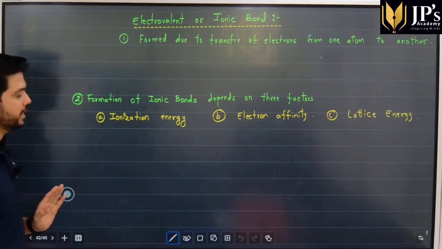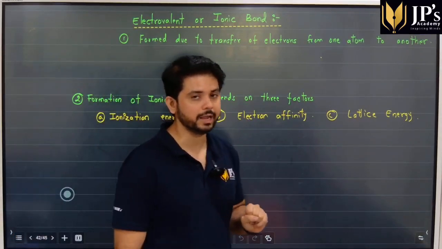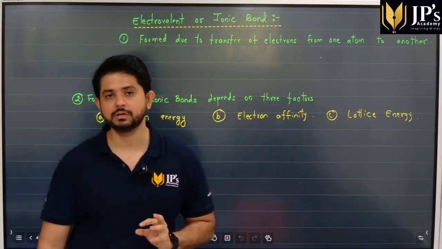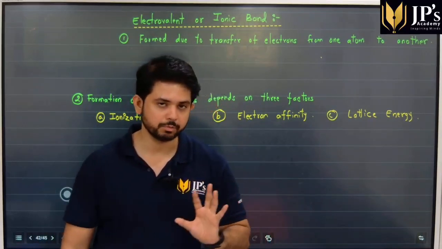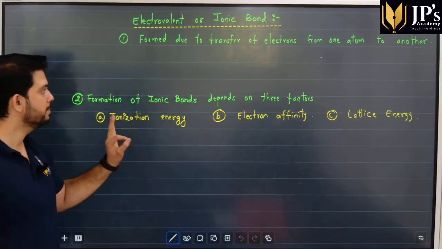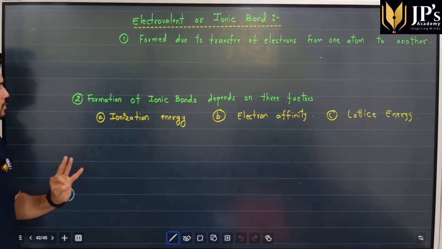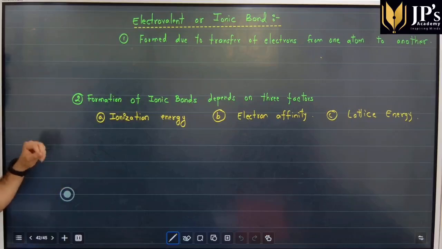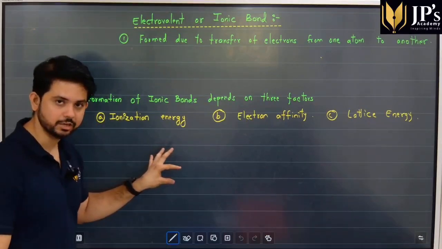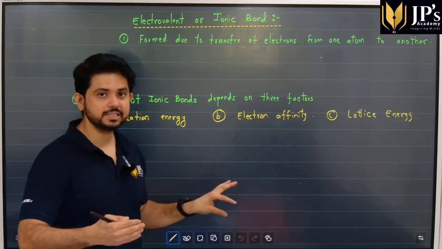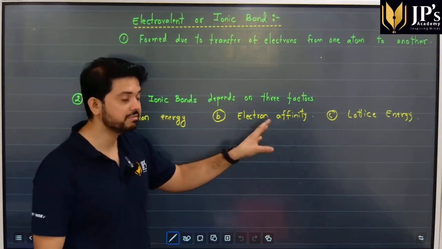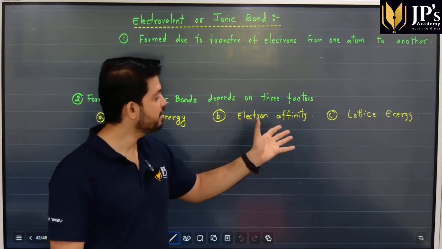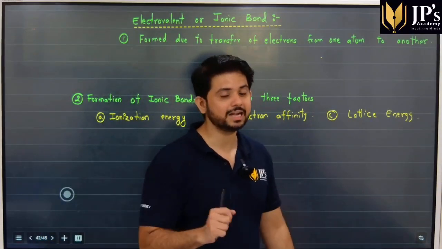Next we have, students, finally the electrovalent bond or ionic bond. At the start of the lecture we learned that an electrovalent or ionic bond is formed by transfer of electrons, but there are three important factors which decide the formation or strength of an ionic bond. It is ionization energy. So the lower the ionization energy, the more quickly it will form a cation. The anion should have high electron affinity, and very important, we have something called lattice energy.